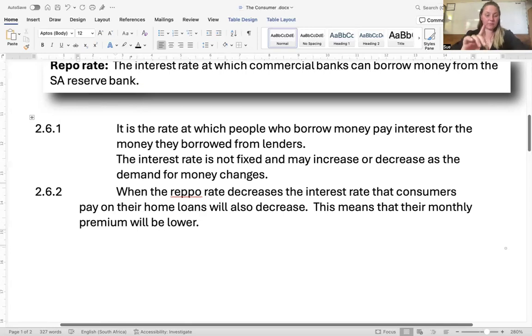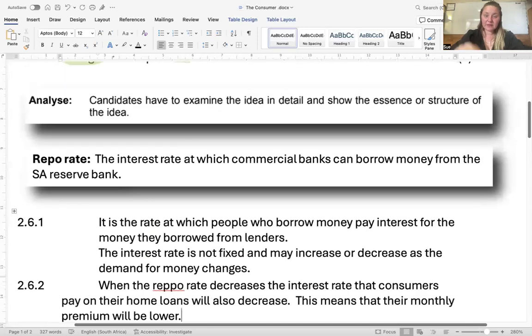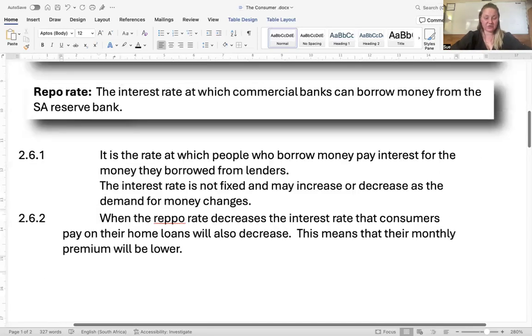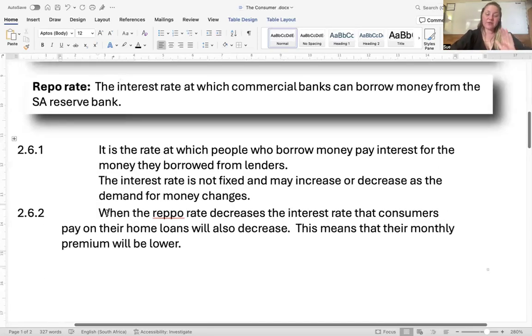Then the question was 4 marks. So I started by saying, remember, we have to examine the idea in detail. So we have to say in detail what is going to happen. We cannot say in general. I've now said the repo rate is going to go down. The repo rate going down means interest rates will go down, which means that we will pay less in our monthly premium. I think there's going to be 2 marks for that.